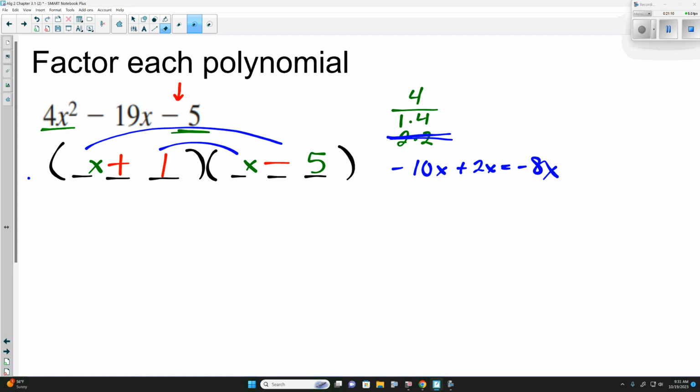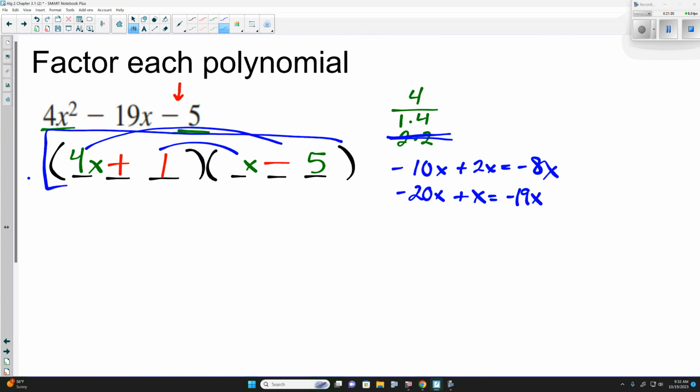Okay. So we could put 4x in the first one, 1x in the second, and we can check this here. 4x times -5 is -20x. 1 times x is plus x, giving us -19x, which is the correct middle term. And we get this here. Questions on this here?